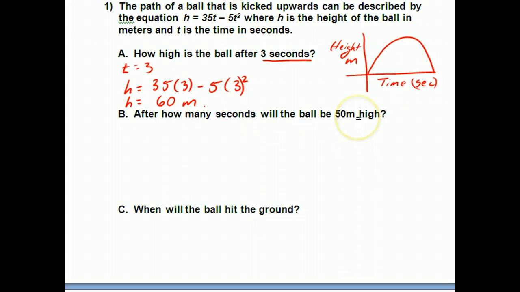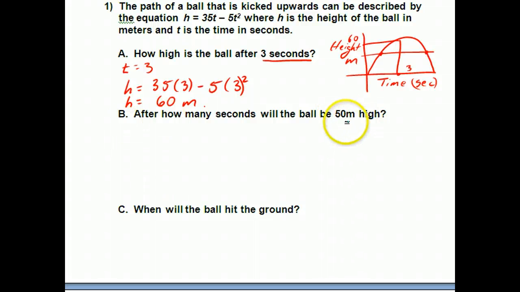Okay, but here in B, it's given us something a little trickier. It says after how many seconds will the ball be 50 meters high? So this first one, we had 60 meters at 3 seconds. Say this is 3, we're going to have a height of 60 meters, right? But now we're looking at when is the ball going to be 50 meters high. And it looks like we could have two answers that way. It looks like on its way up it's going to get a value, and on its way down it's also going to hit 50 meters.